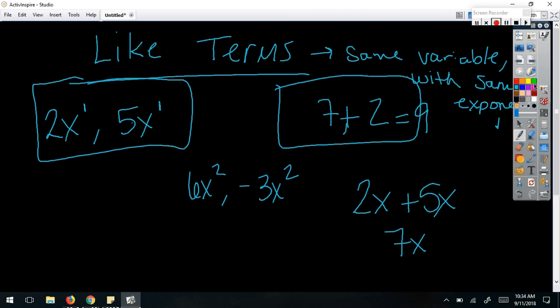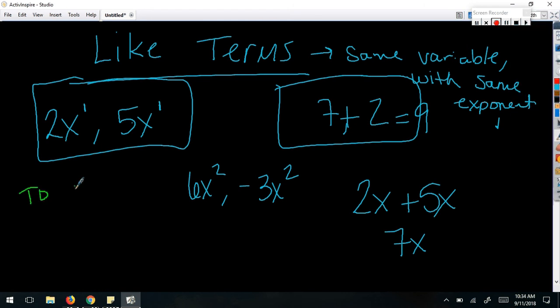So when you have like terms, okay, what you do, and let me put this over here, to combine like terms. We're going to take it slow. Come on, pen. Yes, if my pen will work with me here. Please, pen, please. To combine like terms.